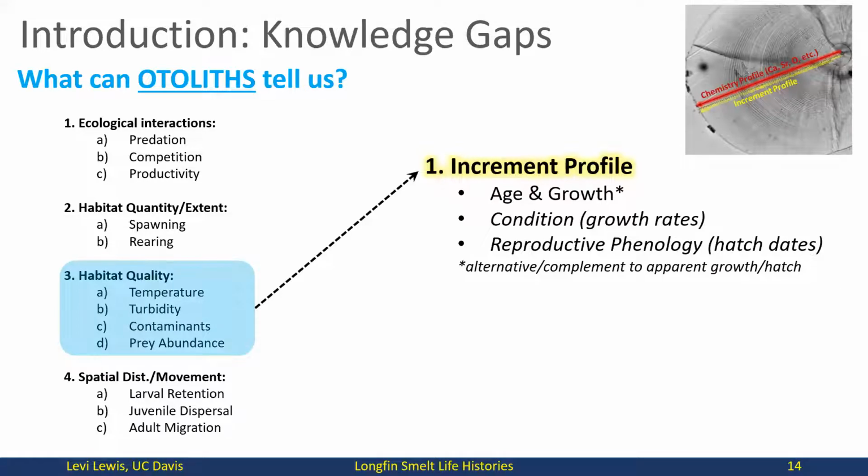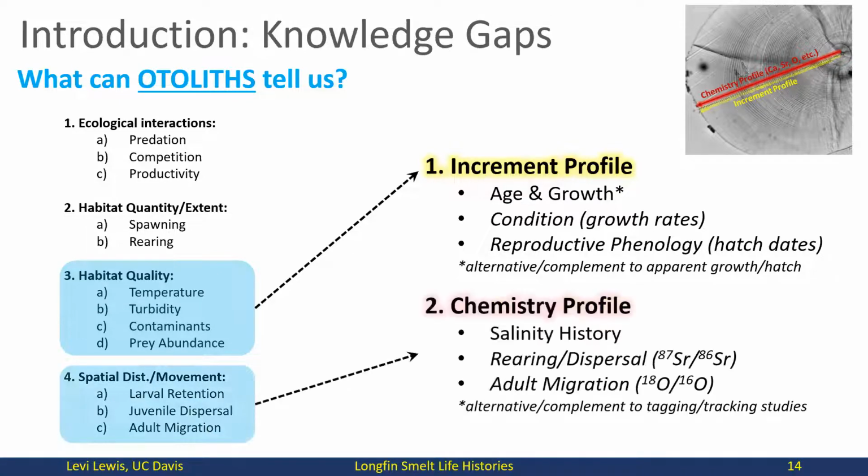So just repeating what I said. We collect these increment profiles and they allow us to look at age and growth. And from that, we can address this habitat quality question by looking at how the condition of Longfin Smelt, for example, might vary spatially or temporally or as a function of various features using growth rates. And then we can also look at how reproductive phenology, such as the timing of hatching, might vary as a function of different environmental conditions.